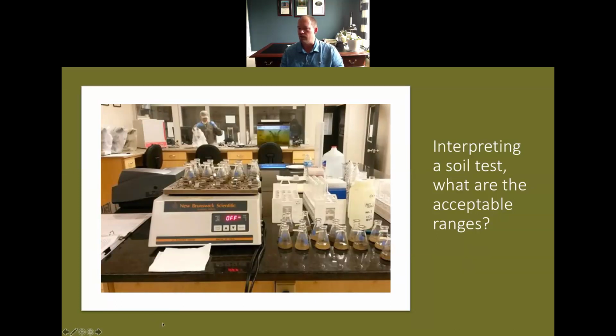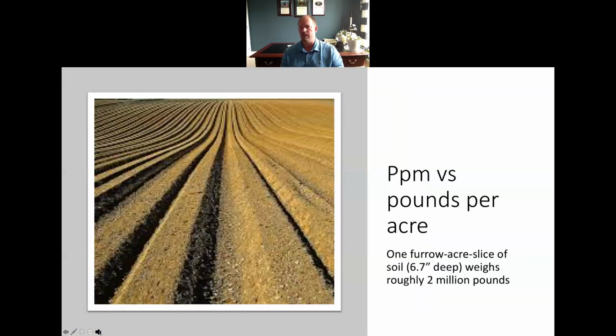So now we're going to talk about interpreting a soil test. And what does this all mean? We talked about the macros, the micronutrients. So now let's get into the soil test and talk about what are acceptable ranges when it comes to soil tests. So one of the terms, or a couple of terms, that we're going to come across when we look at a soil test is ppms, or parts per million. And other times we're going to look at a soil test and we might see things interpreted in terms of pounds per acre. So, what are these two and what do they mean?